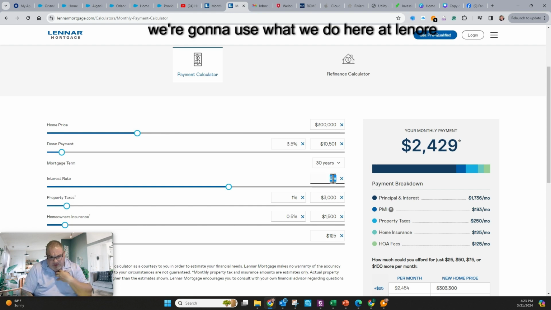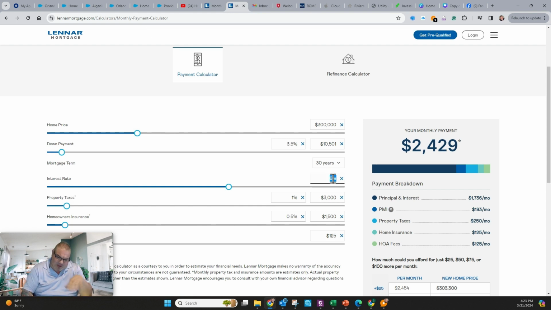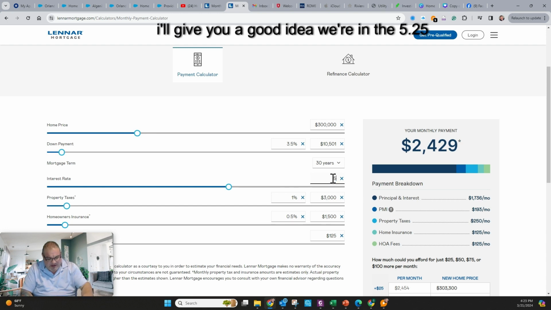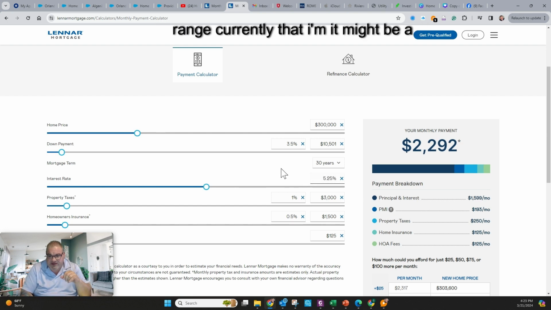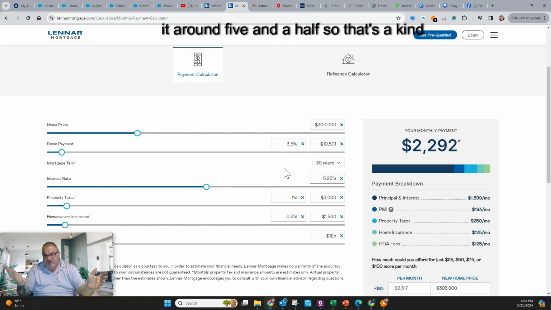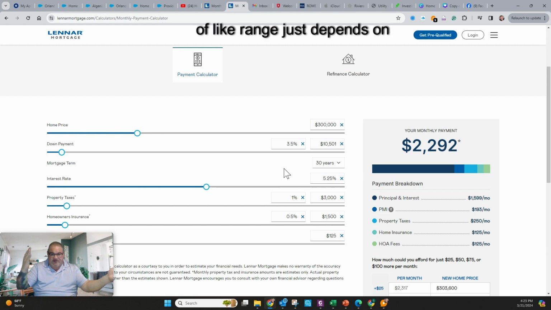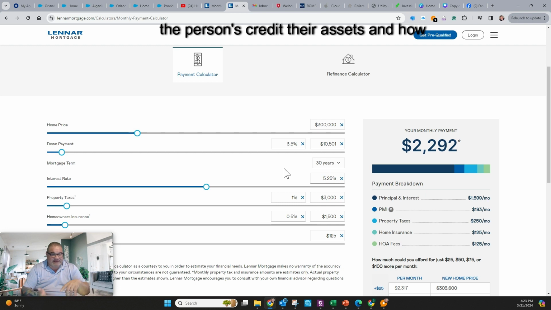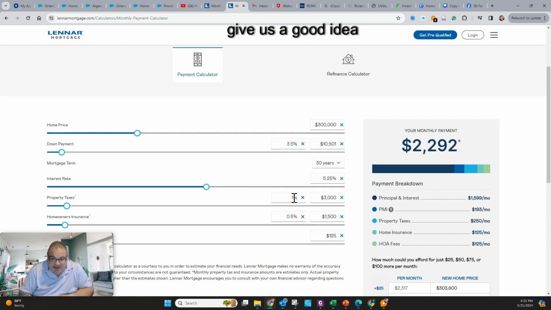We're going to use what we do here at Lennar. I'll give you a good idea. We're in the 5.25 range currently that I'm seeing. It might be a little bit less. I've seen it as low as like 4.875, and I've seen it around 5.5. So that's kind of the range. It just depends on the person's credit, their assets, and how they qualify for that loan. So I'll use kind of the median there in the middle just to give us a good idea.